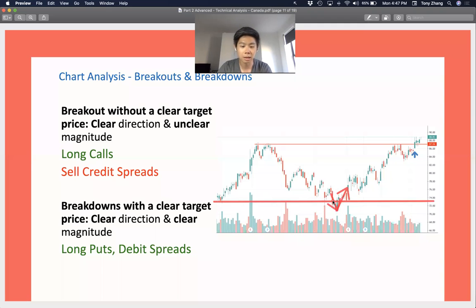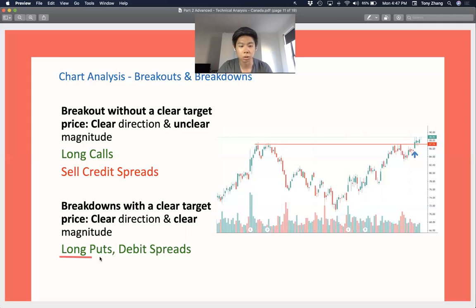But if, let's say, this stock, instead of breaking down, actually started to move significantly lower, the difference between a breakdown and a breakout is that usually with breakdowns, you can go further back in time and see what a target price is. So we generally tend to find that breakdowns have a clear target many times in a particular trade.